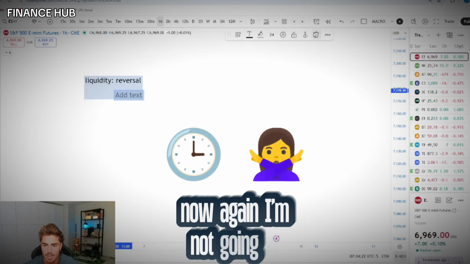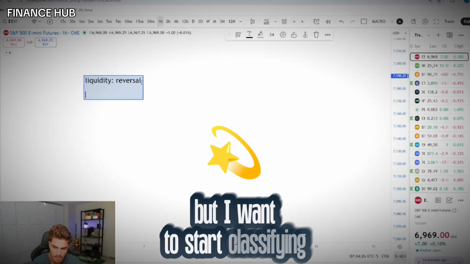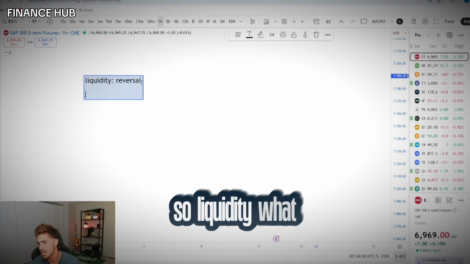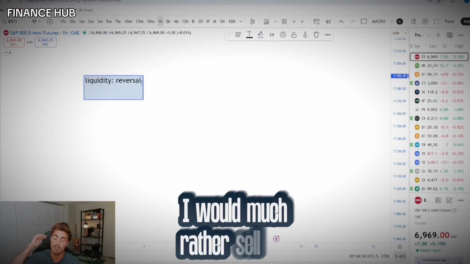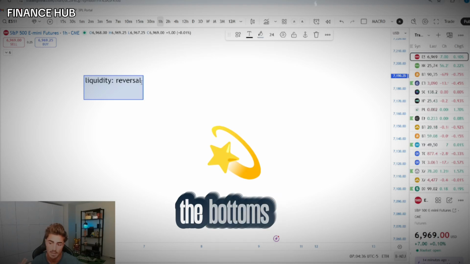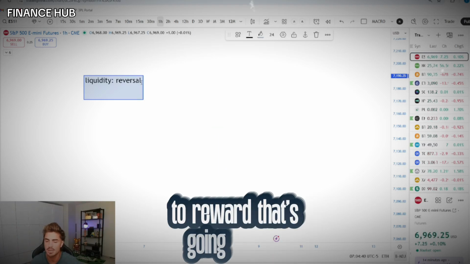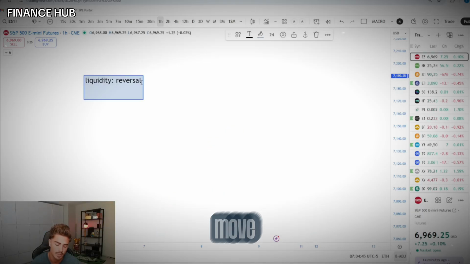Now, again, I'm not going to get in depth into our strategy just yet, but I want to start classifying all the confluences that we've learned thus far. So liquidity, what does that correlate to? The reversal. As you guys know, I would much rather sell the top and be buying the bottoms of every single move, because that's going to give us a better risk to reward. That's going to give us higher odds and better chances of being correct about the overall move as well.